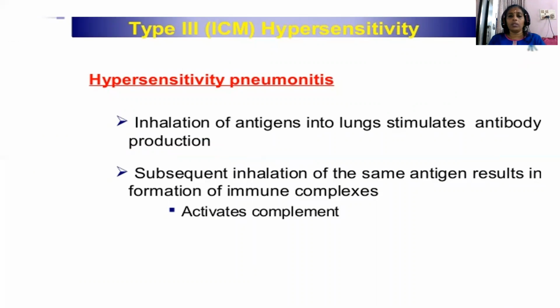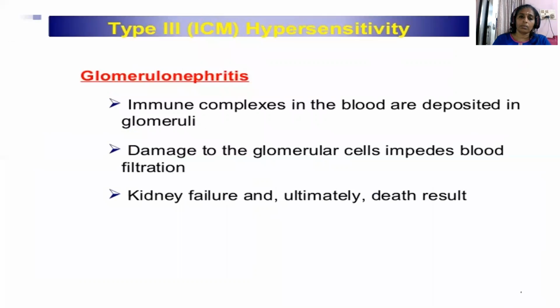In hypersensitivity pneumonitis, inhalation of antigen into the lungs stimulates antibody production. Subsequent inhalation of the same antigen results in the formation of immune complexes and activates complement. Glomerulonephritis is an immune complex reaction in which complexes in the blood are deposited in the glomeruli, resulting in damage to glomerular cells and kidney failure. Ultimately, death can occur.